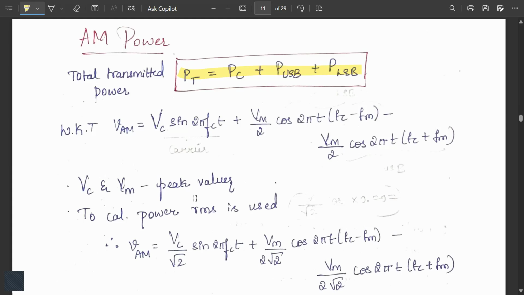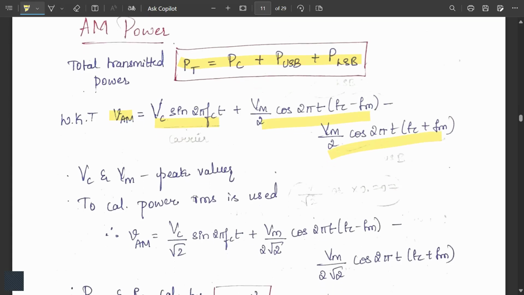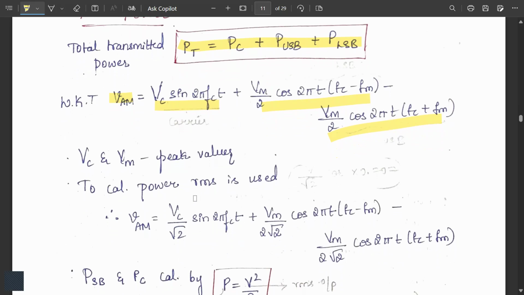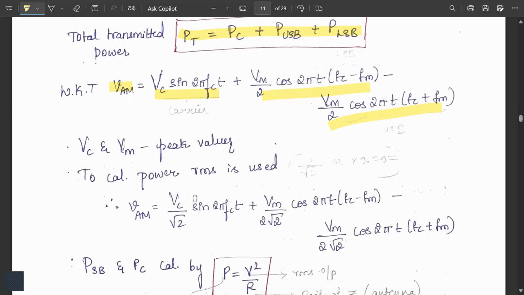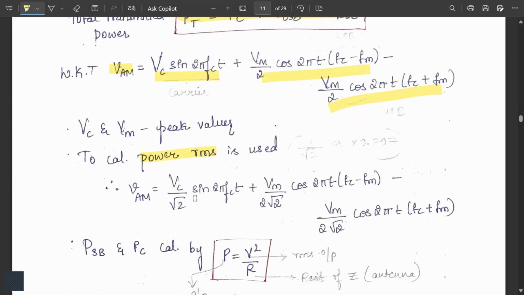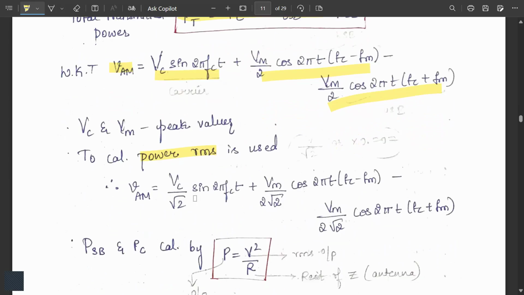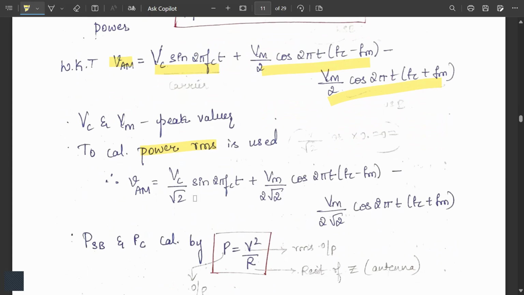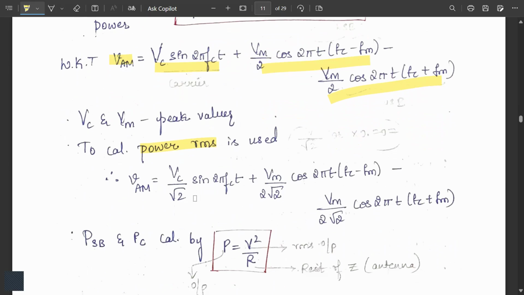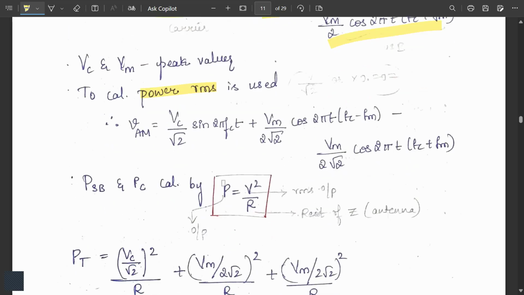We know that VAM, as we previously learned, has 3 terms: first term, second term, and third term. VC and VM are what? We have the peak values here. To calculate the total power, we need to calculate in RMS. For RMS, we should divide by √2, or multiply by 0.707. So this equation will become VC divided by √2, VM divided by 2√2, and here VM divided by 2√2.